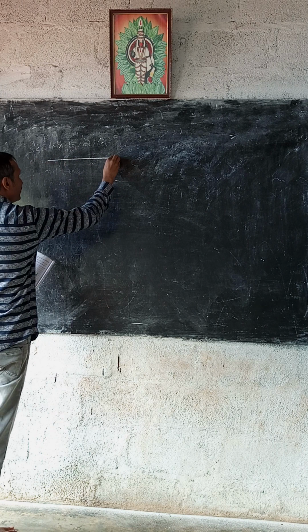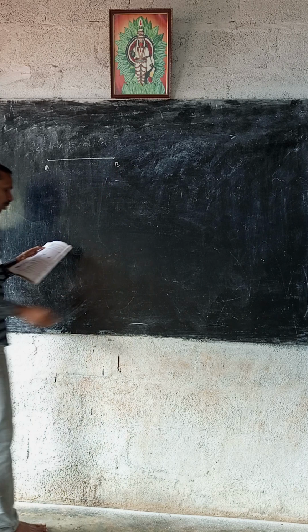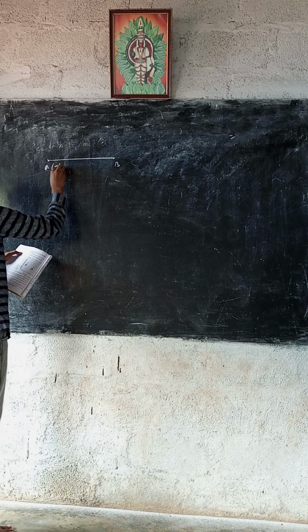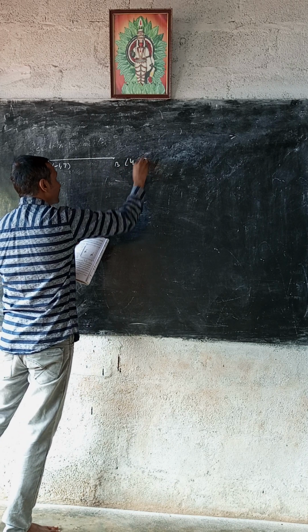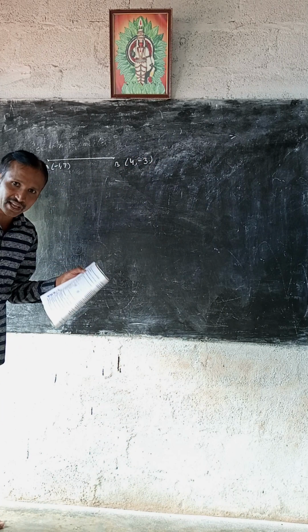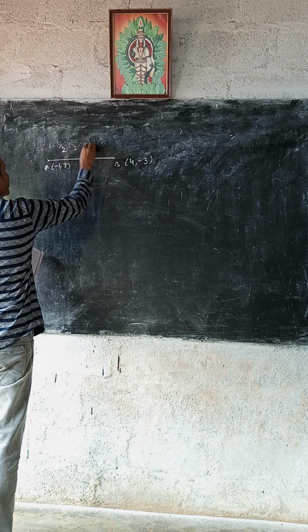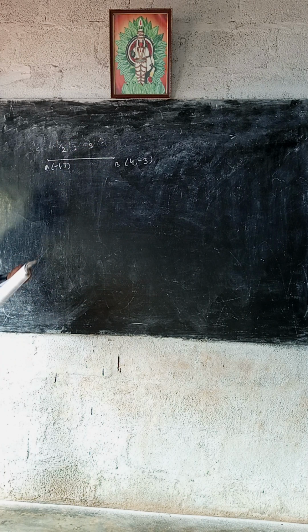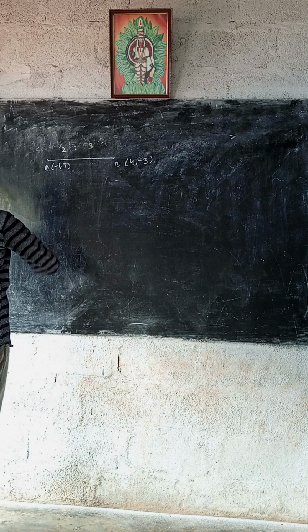Here one line is given. Suppose it is the line AB. The coordinates of A are (-1, 7), and B is (4, -3). It is telling us that the point divides the line in the ratio of 2:3. Now we are going to find out the coordinates.